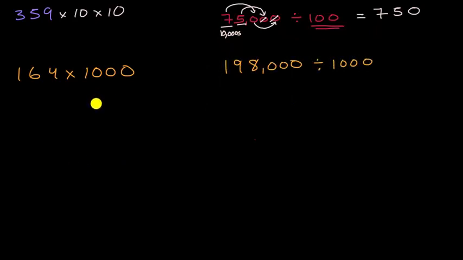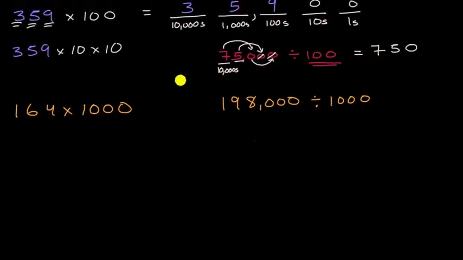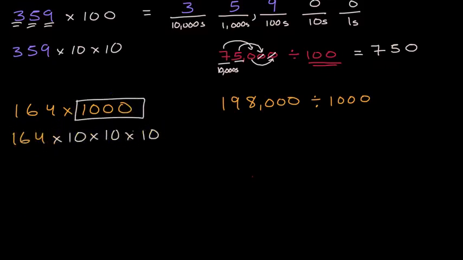All right, you've probably seen the pattern now. Just as multiplying by 100 was multiplying by 10 twice, multiplying by 1,000 is multiplying by 10 3 times. So this is equal to 164 times 10 times 10 times 10. So what we're going to do is shift all the digits 3 places to the left. So instead of 164, this 4 is no longer in the ones place. It is now in the thousands place.